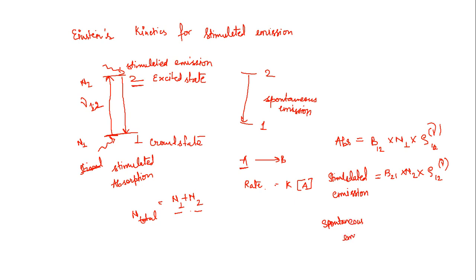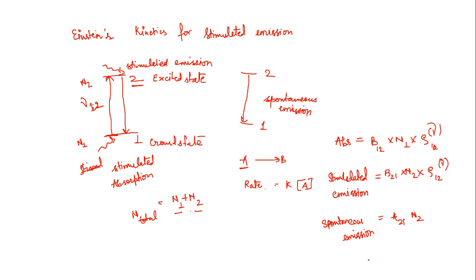Since it does not require the factor of the photon, this energy density rho term we will not write in this case. It only depends on the population of N2, and it will be written as A21 N2. Got it? Now these three are the things that are working, and what do we consider?